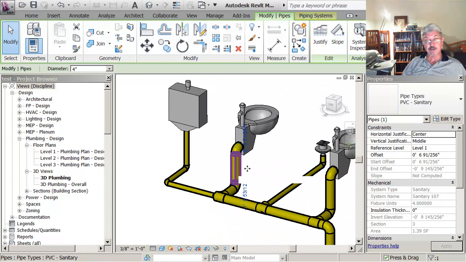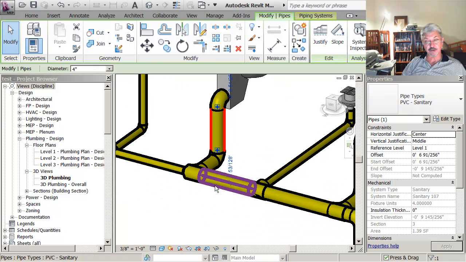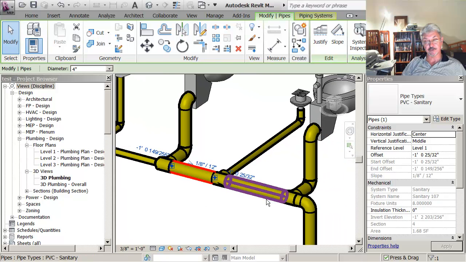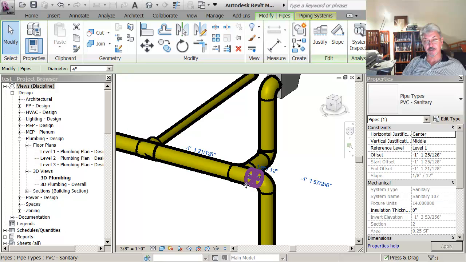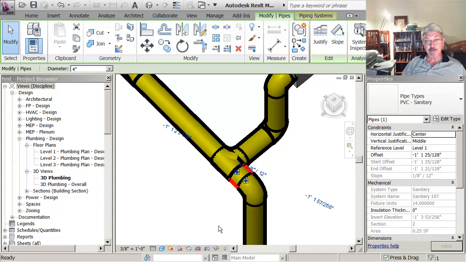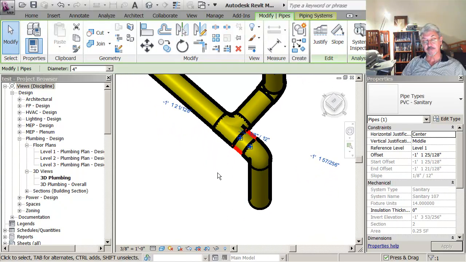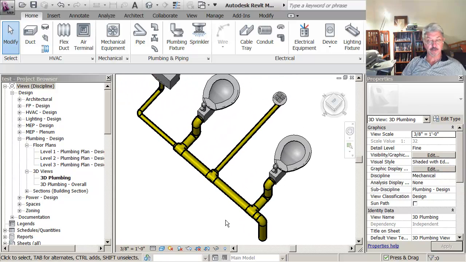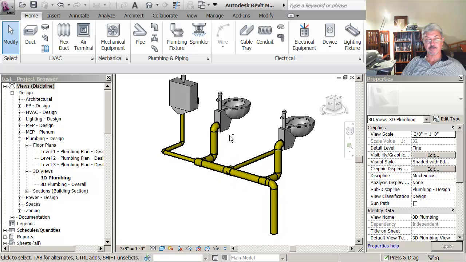Okay, so these I'm thinking are all good, and then also I'm just checking the slope, eighth inch and a foot in that direction. Is that direction correct? Yes, it is. So I think I'm good to go. That's my system.